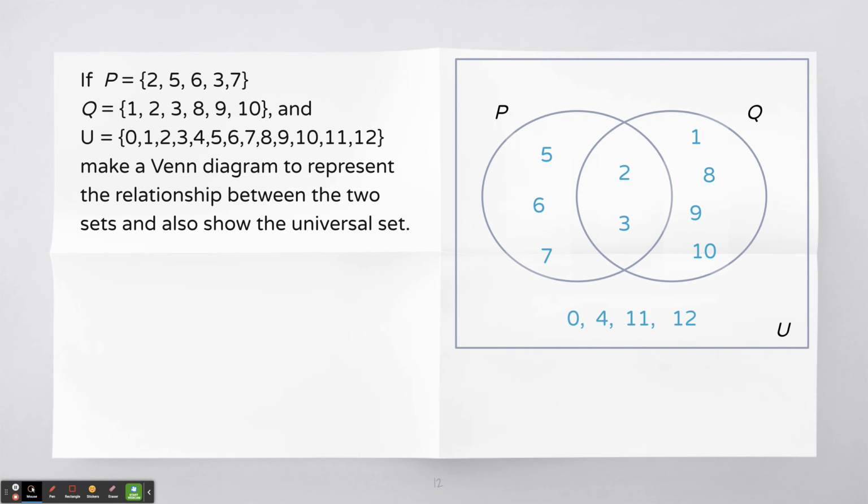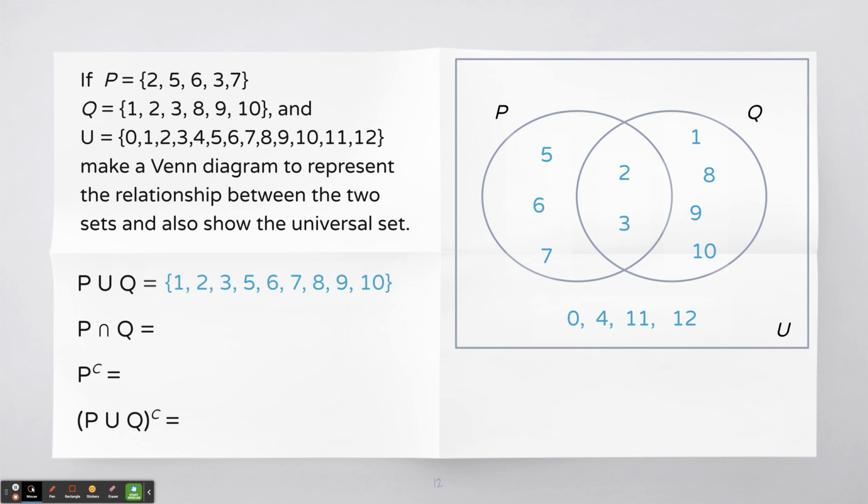And the typical questions we could ask would look like things you've already seen. P union Q, P intersect Q, the complement of P, and then that last one we'll talk about. P union Q, first of all, is all of the numbers that are in both ovals. And notice that when we list P union Q, we don't list the numbers 2 and 3 twice. Now we have P intersect Q, and that's the 2 and the 3 that are in the overlap area.